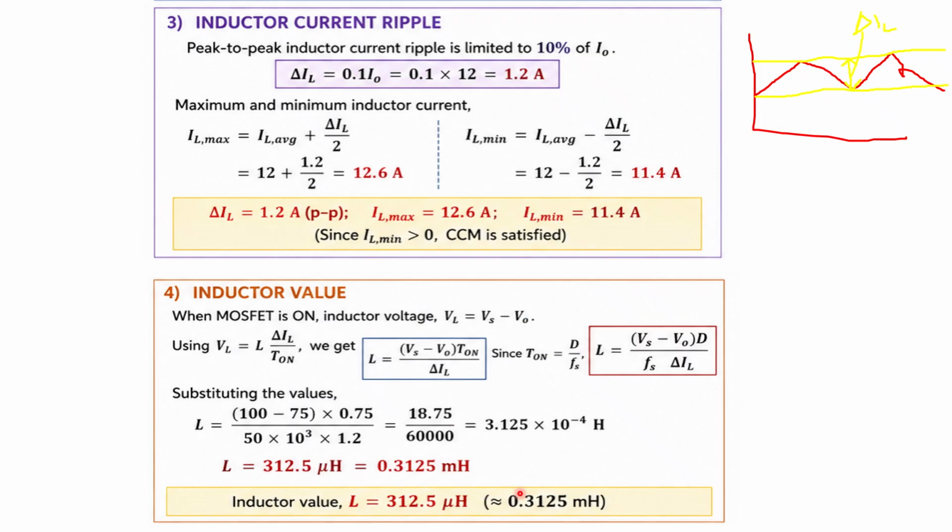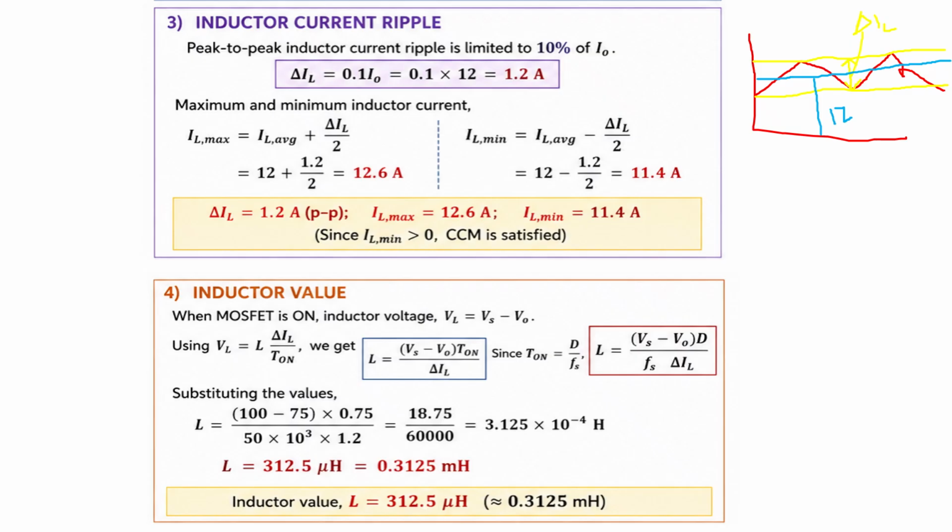So here, this is your actual inductor current, and average inductor current is the average of this value. We have already calculated this. This is your 12 ampere. This is 12. This is your average inductor current and this is your actual inductor current with ripples.